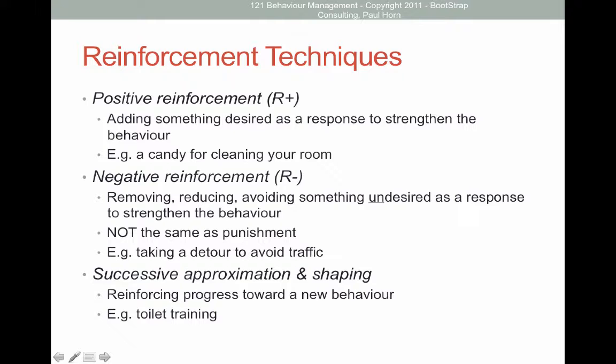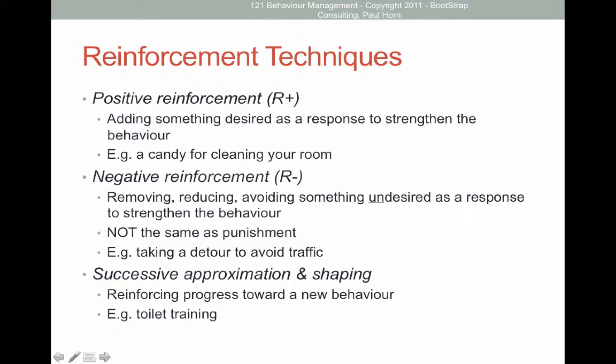An example is candy for cleaning your room. Cleaning your room is the behavior I want you to do more often. I want to reinforce it. By giving you a candy as a response to your behavior, it's more likely that you will strengthen it. I added something you want, and you're going to do that behavior more often. Now, this presumes the person likes candy. I'll speak more about that in a minute.